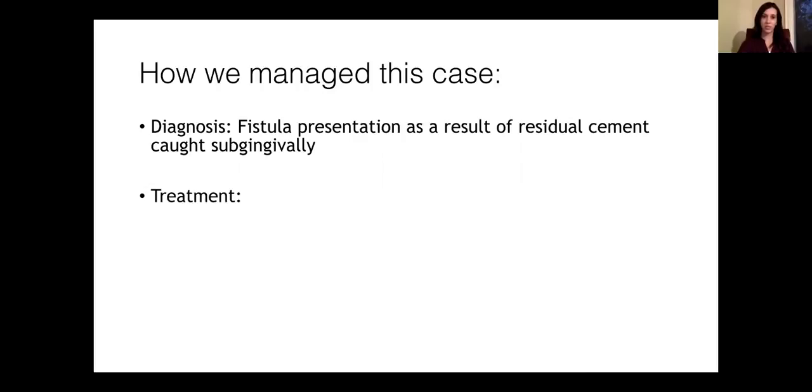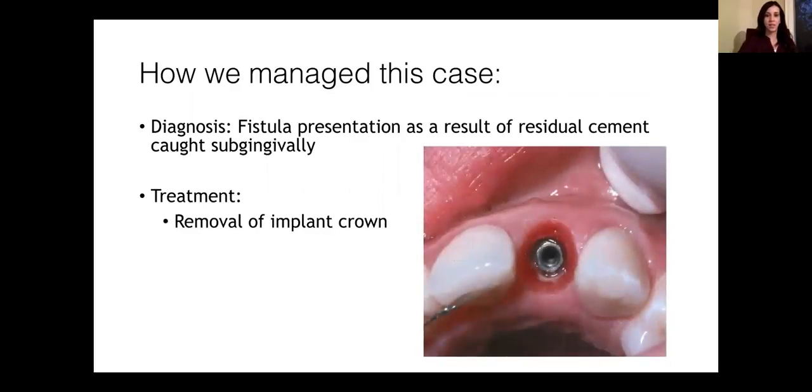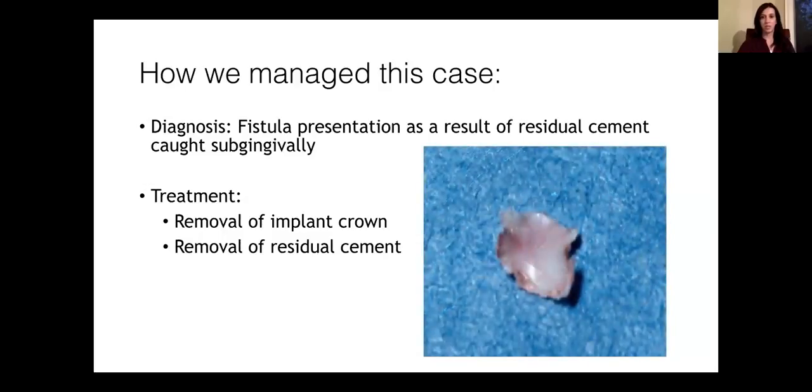As I said, you've got to remove the crown, and that was the first step in this process, removal of the implant crown. Now, unfortunately, the crown was bonded onto the abutment, so we had to cut the crown off, but we were able to preserve the abutment and reuse it. So that was the first step, and you can see from the photograph where you assess the soft tissue, you can see just on the lingual of the implant, the residual cement. So the next step was to remove the residual cement, and this is what it looked like. So it's quite a large piece of cement that was left subgingivally, which resulted in the fistula developing.